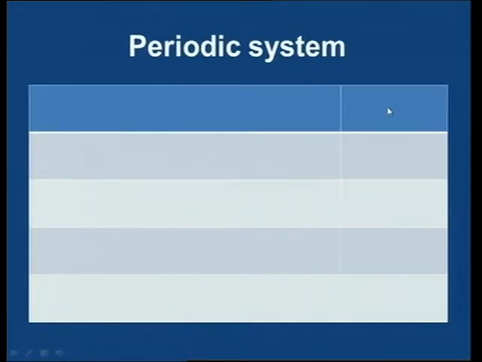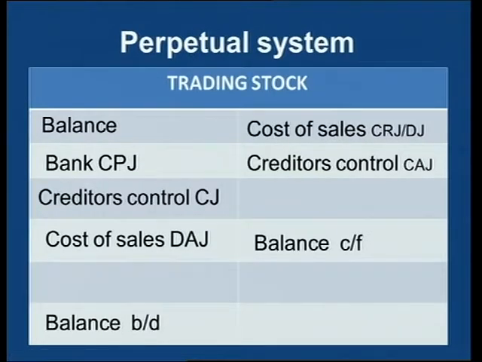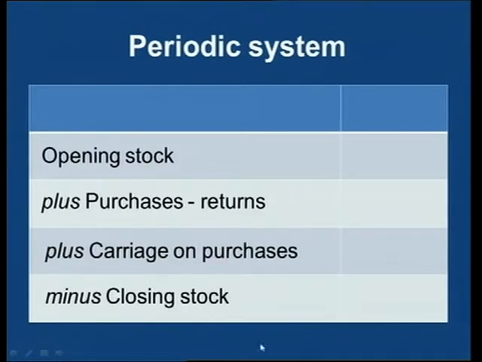Remember, let's go back to perpetual. Here, we first calculated cost of sales, and then the value of our closing stock. With periodic, we first calculated closing stock, and then the value of our cost of sales. But we're going to get into a lot more detail in a minute, then you will see how this works.